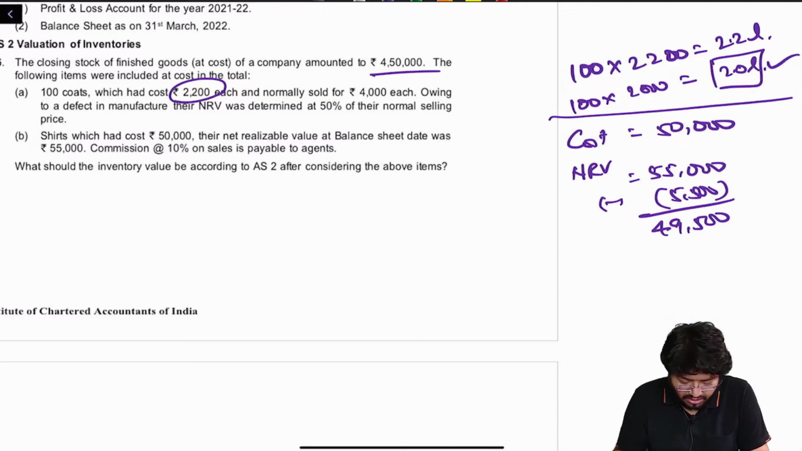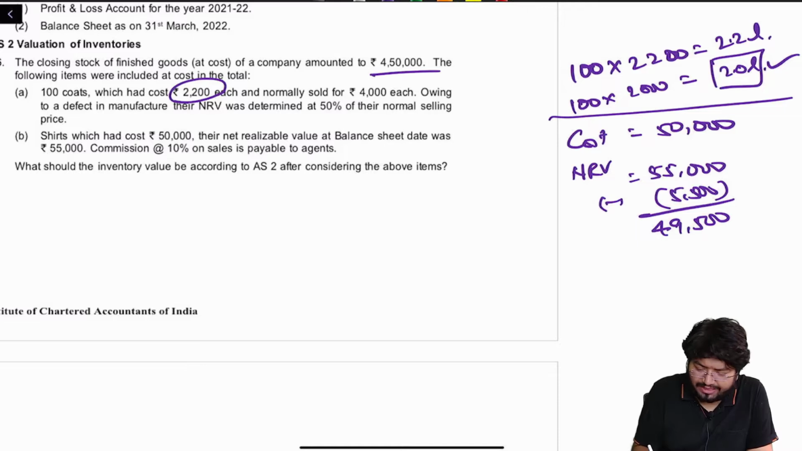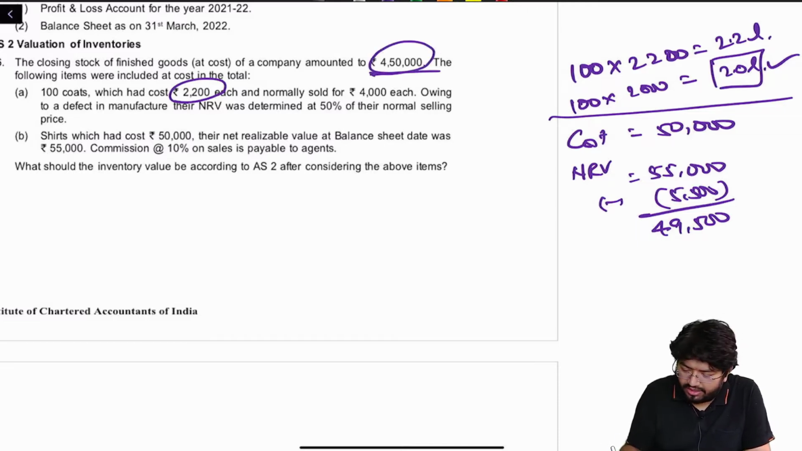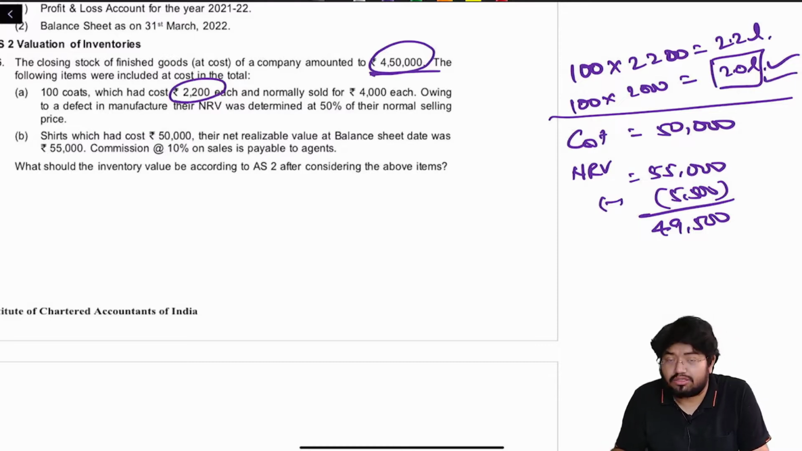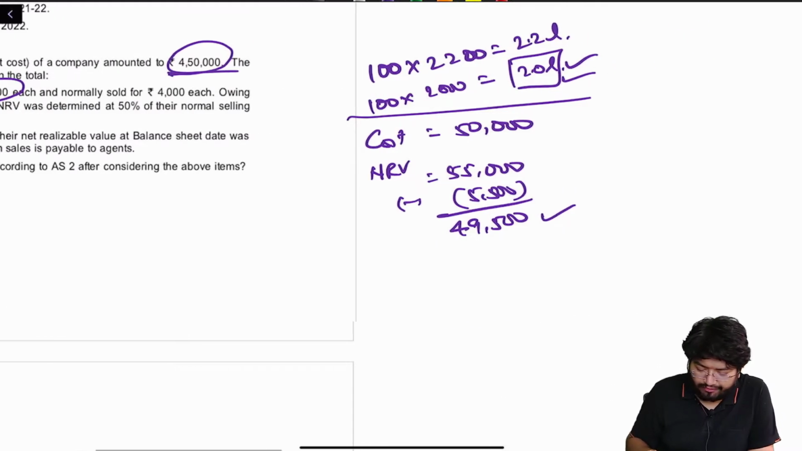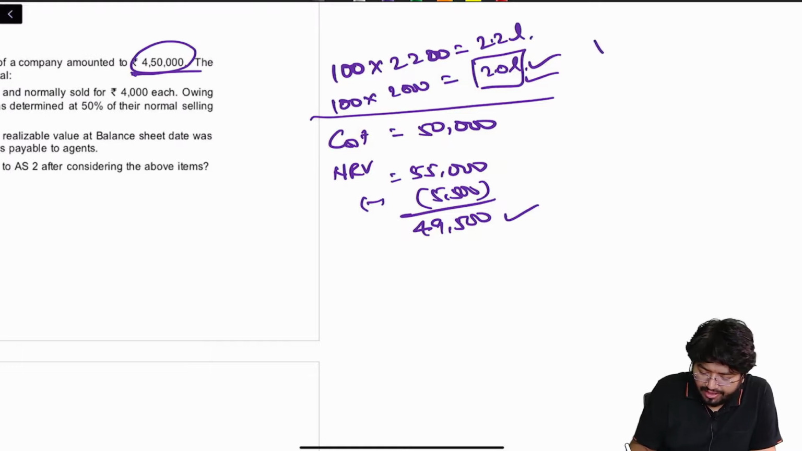Now, what you are supposed to make an adjustment is, from this 4,50,000, you should deduct 20,000, number one, because NRV is 2 lakh rupees instead of 2.2 lakhs. And with respect to shirts, it is supposed to be considered 49,500 instead of 50,000 because you have a commission of 10% on sales, payable to agents. That's why. So final solution would be value given.